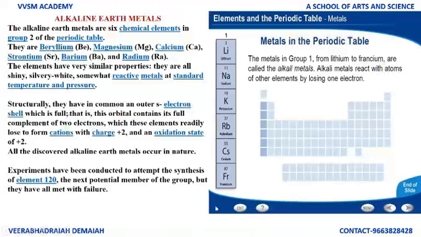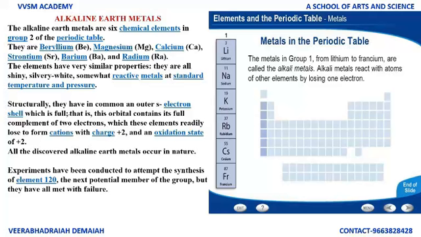Alkaline earth metals. The alkaline earth metals are 6 chemical elements in group 2 of the periodic table. They are beryllium, magnesium, calcium, strontium, barium and radium. The elements have very similar properties. They are all shiny, silvery white, somewhat reactive metals at standard temperature and pressure.